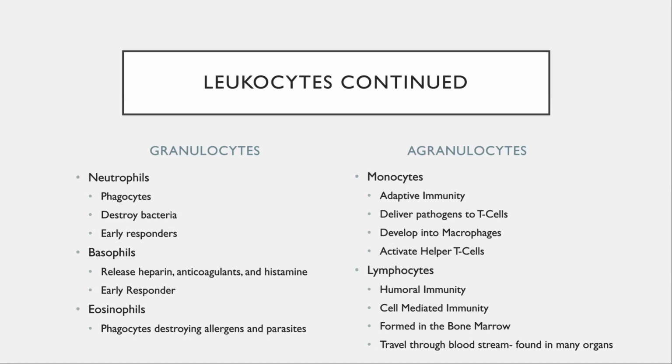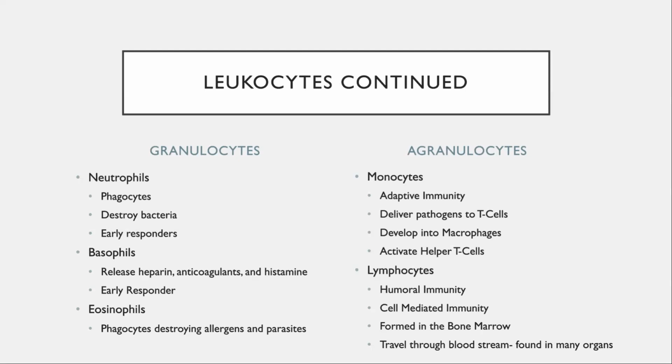As far as our agranulocytes go, monocytes aim to produce the adaptive immunity response. So they deliver pathogens to the T cells and then develop into macrophages. They can also activate helper T cells, which help to activate killer T cells, as well as B lymphocytes, which we'll talk about later. And then we have our lymphocytes, which help with humoral immunity and cell-mediated immunity.